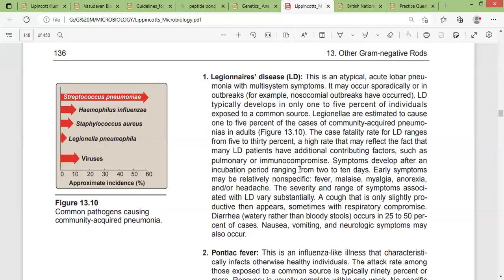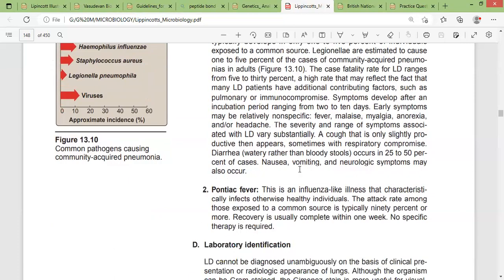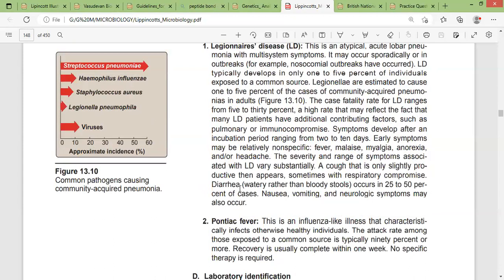So Legionnaires' disease will be seen mostly in the immunocompromised, but in a healthy individual, we'll see that it just causes a flu-like illness. It's like a common cold. You won't need any particular therapy. For Legionnaires' disease, we need treatment.